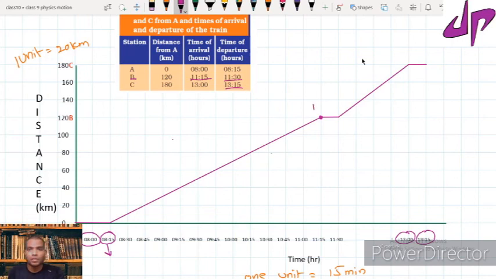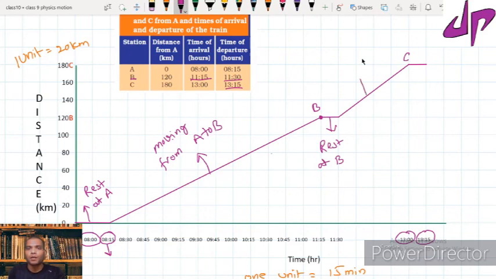If you represent these as points B and C, these flat lines represent rest: rest at station A, and this inclined line represents moving from A to B, and this line represents rest at station B, and this inclined line represents moving from B to C, and this flat line represents rest at station C. So this is the way to represent the motion of an object in a distance time graph.